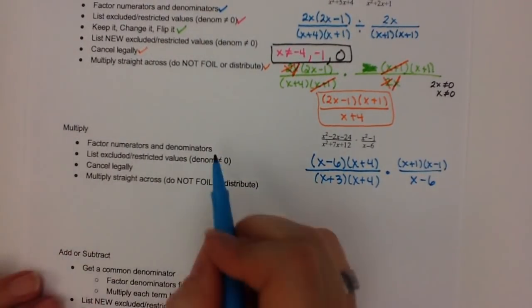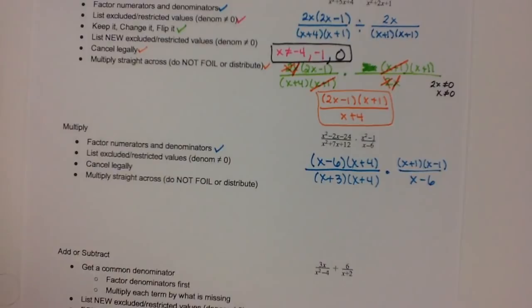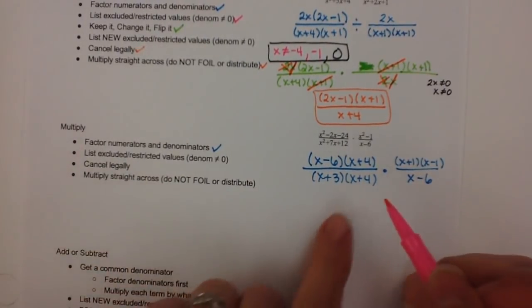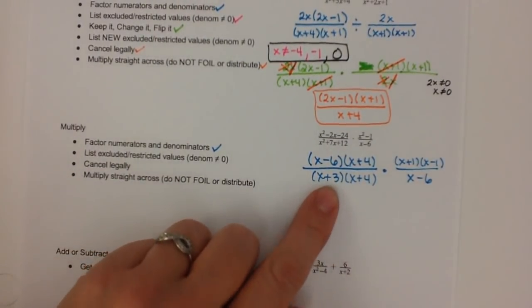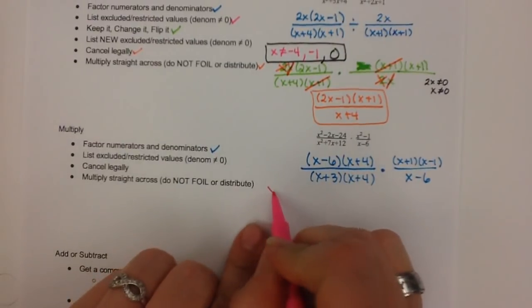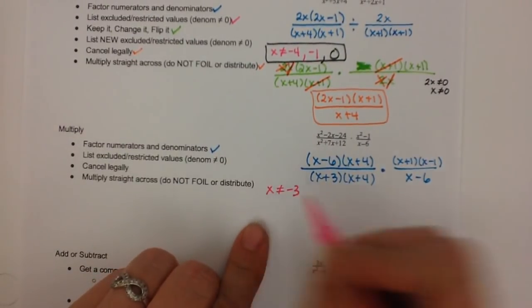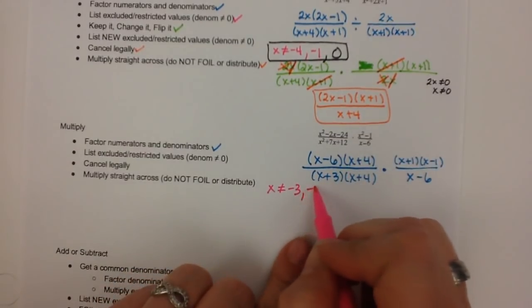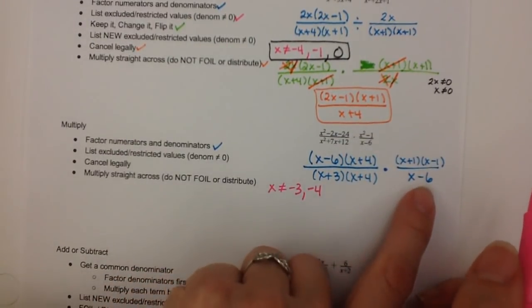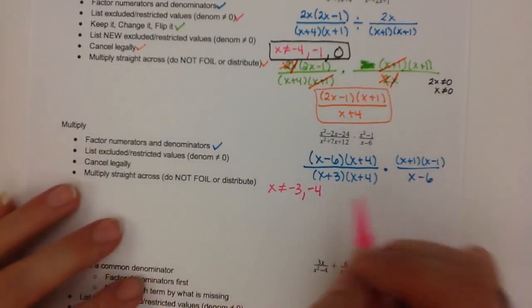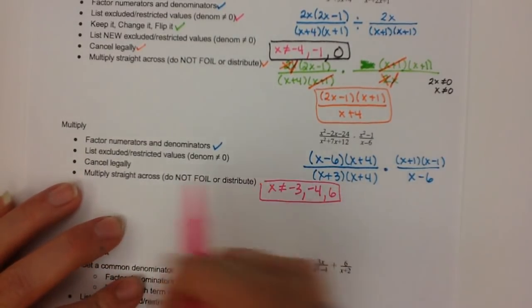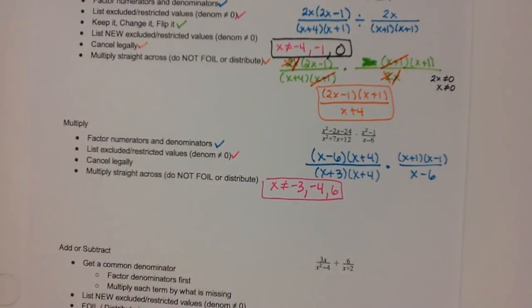Now before we get too carried away, we are going to list the excluded or restricted values by setting each part of the denominator that has a variable not equal to 0. So a piece at a time, x plus 3 cannot equal 0 gives me that x cannot equal negative 3. X plus 4 not equal to 0 gives me x cannot equal negative 4. And x minus 6 not equal to 0 gives me x cannot equal 6. So there's my restricted values or my excluded values.